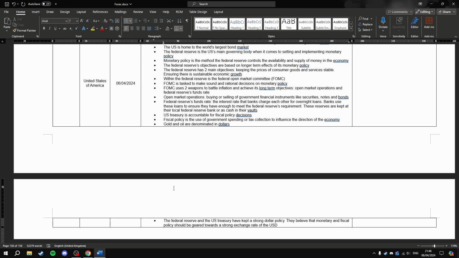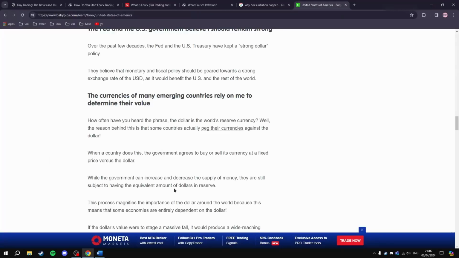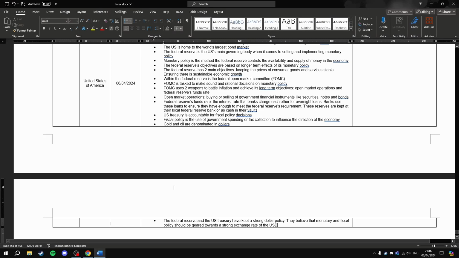So they want other currencies to have to pay more in order to get $1. So, for example, if $1 is currently worth 1.5 euros, then they want it to be 1.7 euros, for example, to get 1 USD. I think that's what they mean, as it would benefit the US and the rest of the world.